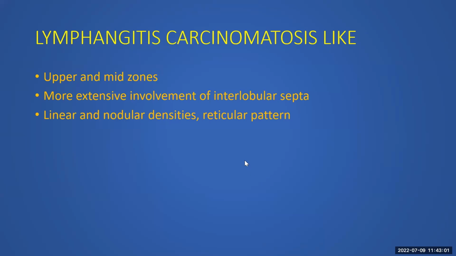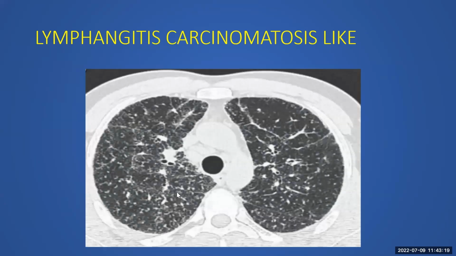Lymphangitis carcinomatosis-like findings have been described in sarcoid, again characteristically involving the upper and mid zones. And more than the nodules and the reticular pattern, there's significant involvement of the interlobular septa, or there is thickening of the septa. An example here, so you can see nodules going on there, and along with the nodules at places you get these thickening of the septa, and that gives you a reticular pattern almost. That is thickening of the septa there. So along with the nodules, this can be seen in lymphangitis carcinomatosis.